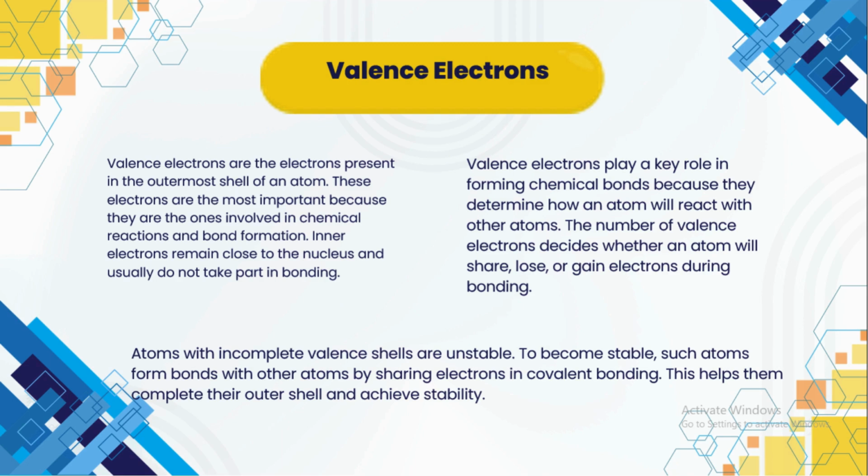The valence electrons play a key role in forming chemical bonds because they determine how an atom will react with other atoms. The number of valence electrons decides whether an atom will share, lose or gain electrons during bonding. So atoms with incomplete valence shells are unstable. To become stable, such atoms form bonds with other atoms by sharing electrons in covalent bonding. This helps them to complete their outer shell and achieve stability.